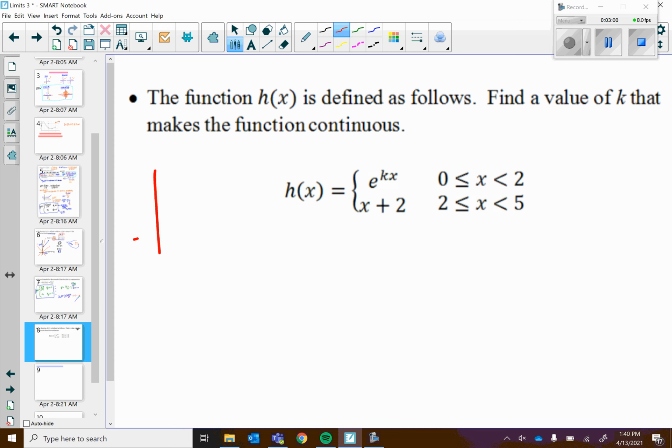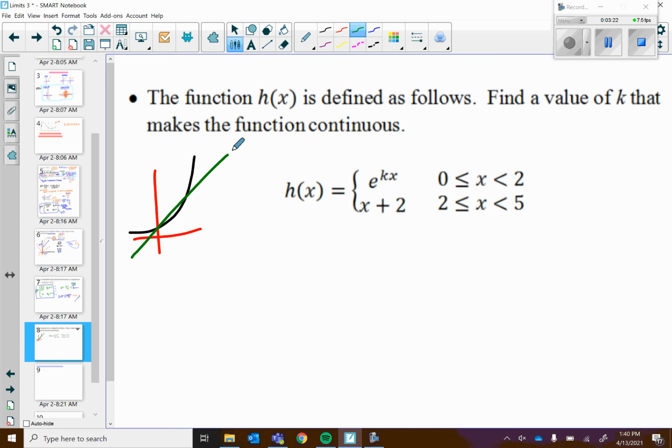Well, we kind of know, right? e to the x we know kind of looks like this. And the line x plus 2 is a line with a slope of 1. But it's not as obvious as the last one. However, we can still do the same thing. If we want these functions to intersect at the same point, we want their x values to be the same and the y values to be the same.